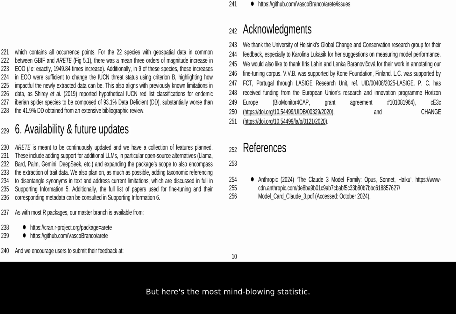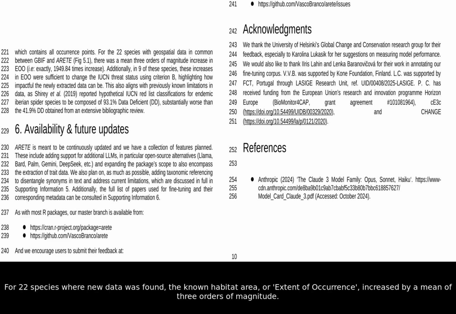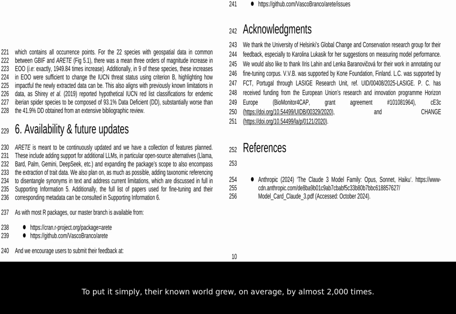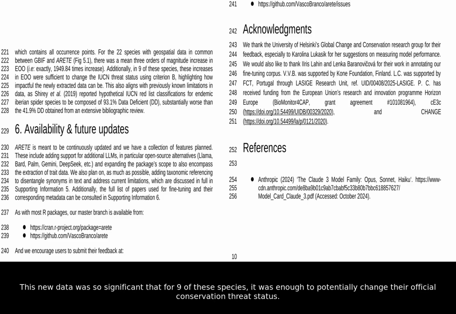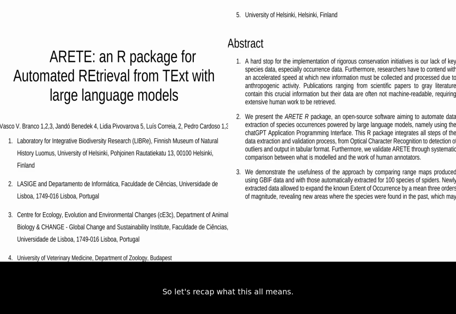But here's the most mind-blowing statistic. For 22 species where new data was found, the known habitat area, or extent of occurrence, increased by a mean of 3 orders of magnitude. To put it simply, their known world grew, on average, by almost 2,000 times. This new data was so significant that for 9 of these species, it was enough to potentially change their official conservation threat status.